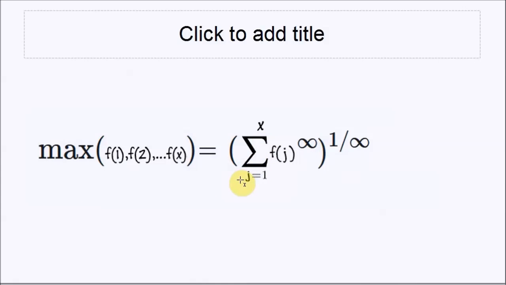Okay, so I could have the sum from 1 to x of the function. Again, raise it to infinity and then square root of infinity. Somebody didn't understand what infinity means. If you don't like to think of the concept of infinity as a number, just think of it as a limit. The limit as the number gets bigger and bigger and bigger.